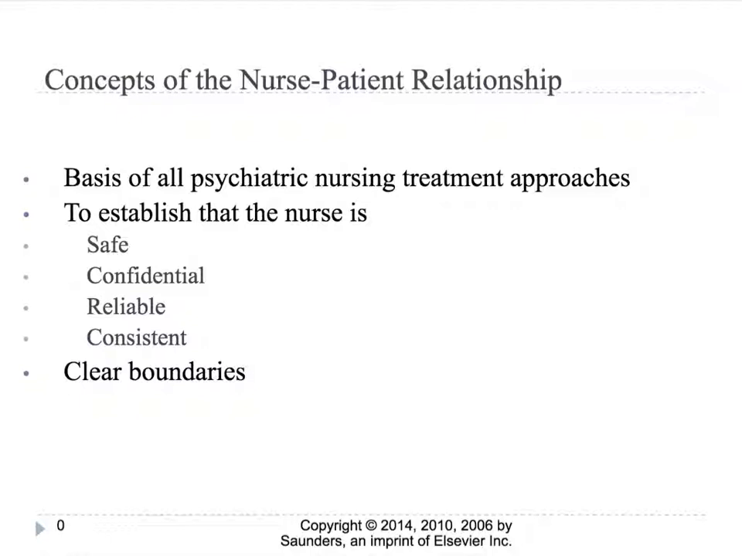This is when you have this relationship, when you approach one another, this is the first connection where an understanding is going to be recognized that the nurse should be safe, confidential, reliable, and consistent. So the relationship has set, clear, and very appropriate boundaries, and those need to be set in the very beginning.